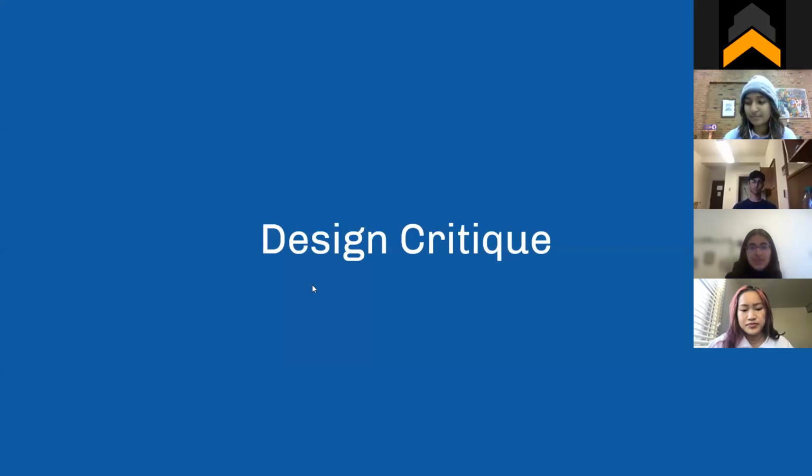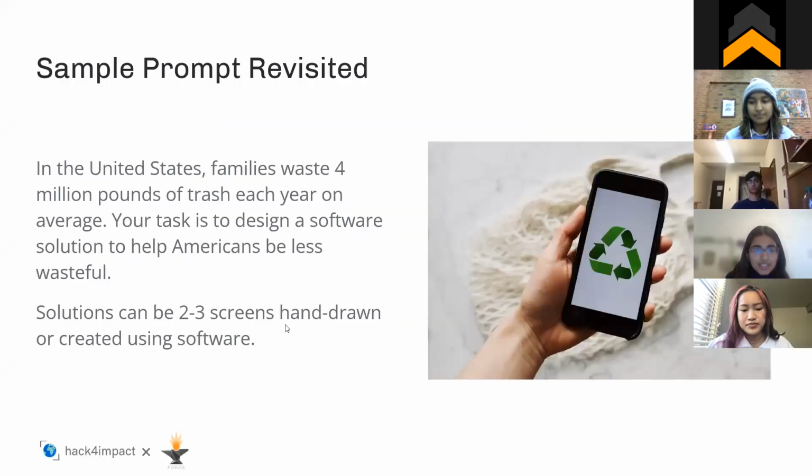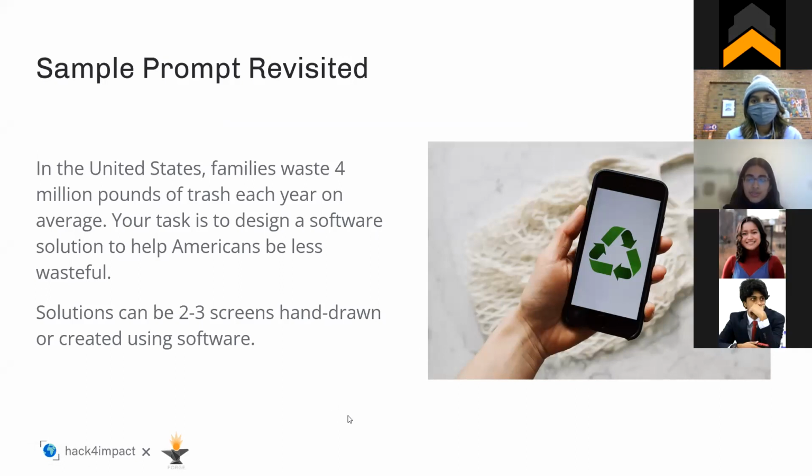Okay, cool. So now we'll go into design critique. We'll revisit the sample prompt that Isha talked about. The prompt is to design a software to help Americans be less wasteful. The solutions can come in the form of either hand-drawn or creative usability designs. We will look at each of the sample designs and then evaluate what's good, what's bad, and what can be improved from the standpoint of all of the concepts that we discussed earlier in the presentation.